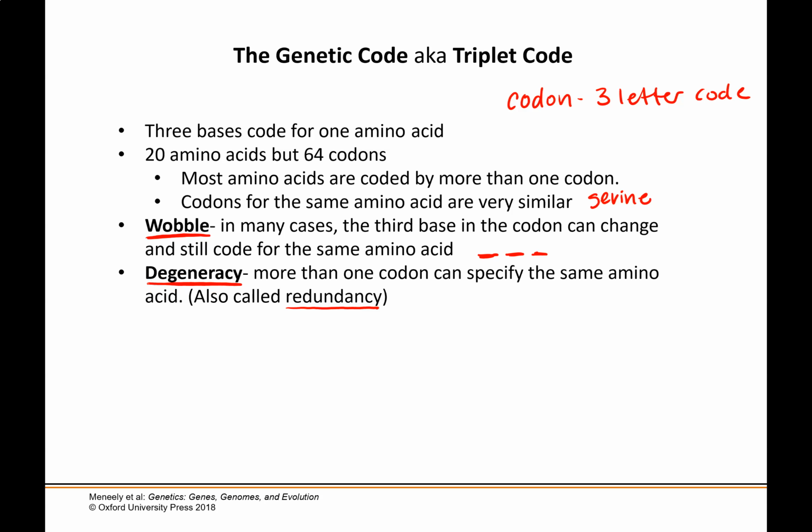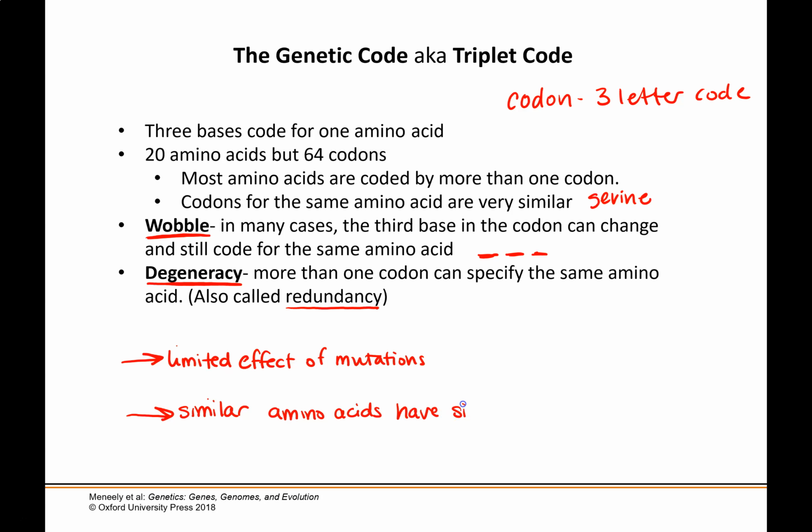The importance of wobble and degeneracy is that it limits the effect of mutations. So you can have a mutation in what would be the 3rd base of a codon and still maintain the same amino acid. Likewise, you can have certain changes that change the code in other ways, depending on the amino acid, and still specify the same amino acid. Another way to limit mutation is the fact that similar amino acids have similar codes.